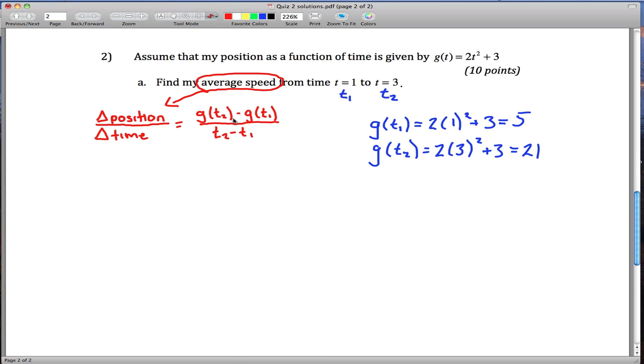And now we have all the pieces to plug into our formula here. We can get our answer. We got average speed is equal to g of t2, 21, minus g of t1, which is 5, divided by t2 minus t1. Let's see, I guess that's 16 over 2, which simplifies down to 8, which is our answer.